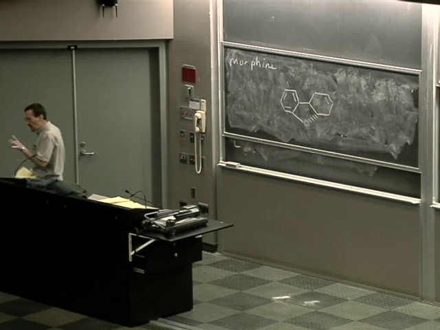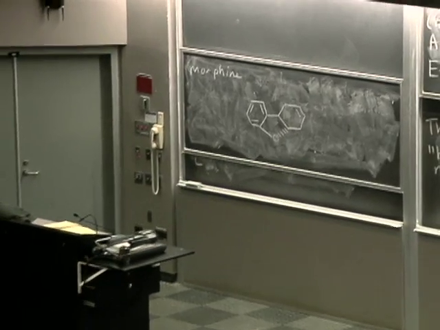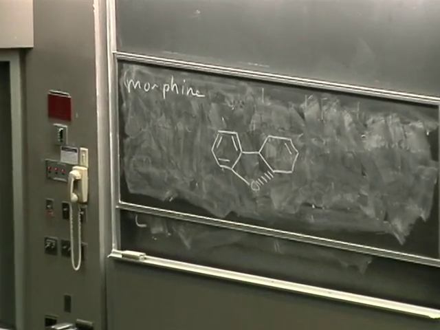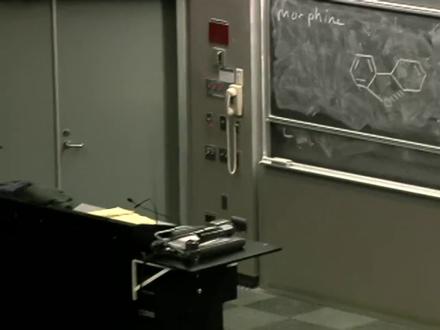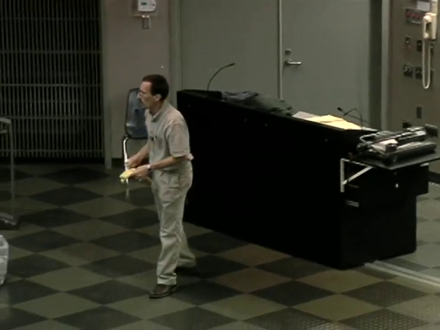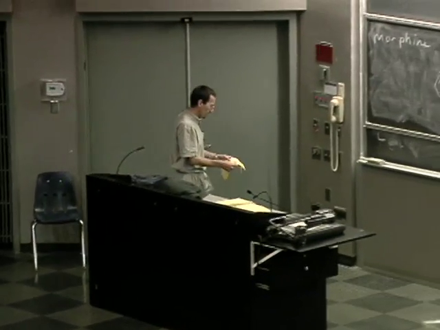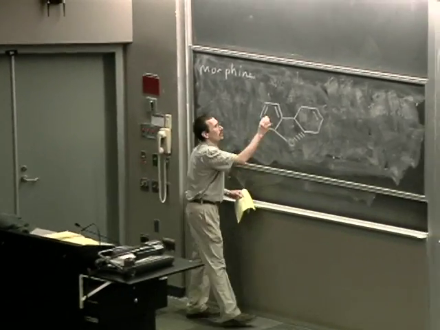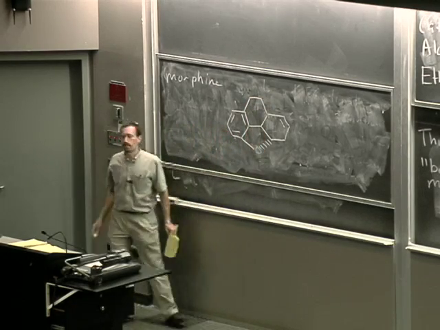Remember we used hashed lines to mean going back into the plane? There's what we call stereochemistry at that carbon. You're going to learn more about this later, but we've already seen the concept of representing 3 dimensions in 2 dimensions by using dashed and hashed and wedged lines to represent respectively going back into the plane and coming out of the plane. I'll draw one more 6-membered ring up on top.